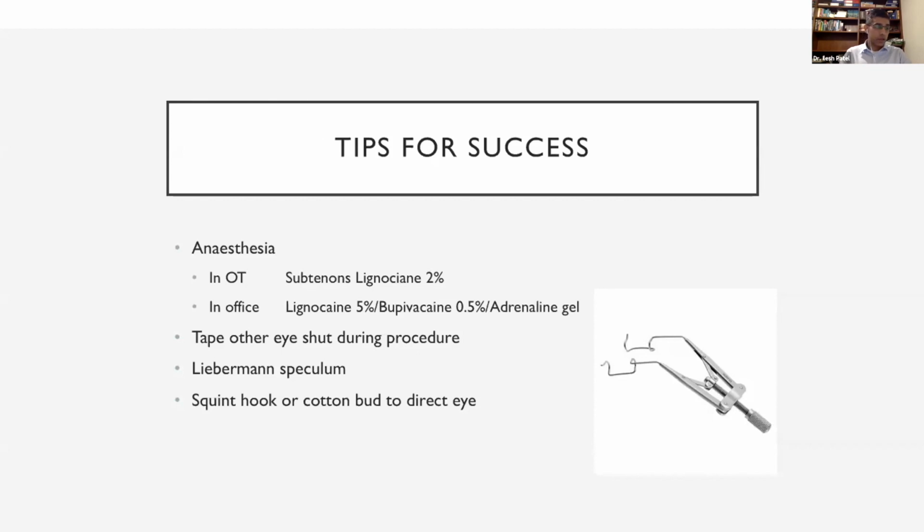I do tape the eye shut during the procedure, and I use a Lieberman speculum to keep the eye open. Although sometimes with a small eye, it is better to do the procedure without a speculum. I do use a squint hook to help direct the eye, and sometimes a cotton bud can also be used as well if you haven't got a subtenon block.